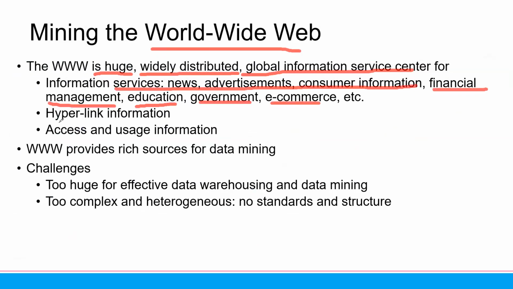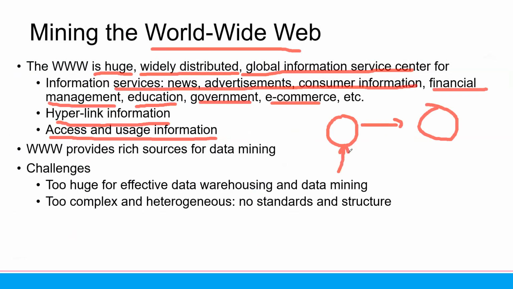They have hyperlink information, so one website can connect to another website. And we have access and usage information, for example, how many times you visit this website and how long you visit this website. Those kinds of information are available in the www. So we can have rich sources for data mining.